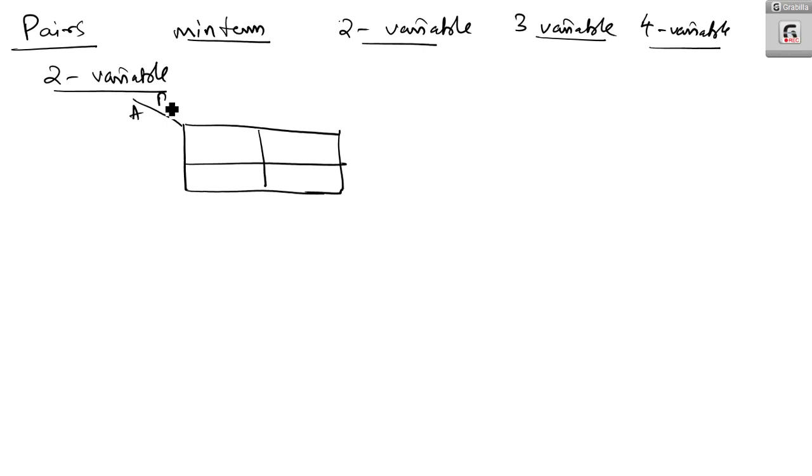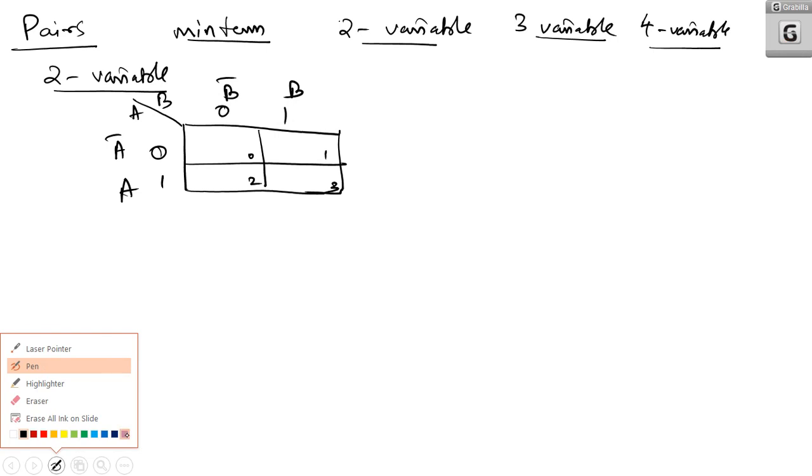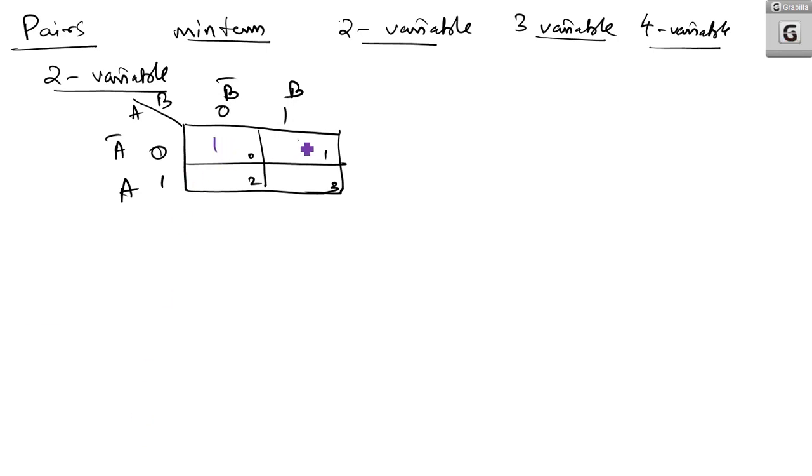A, B, 0, 1, 0, 1. So this is A bar, A, B bar, B, 0, 1, 2, and 3. So in SOP form of representation, if you are having two ones, then here you can pair by A bar. This is one pair. You can pair by A bar. If you are having these two, here also one, you can pair these two.